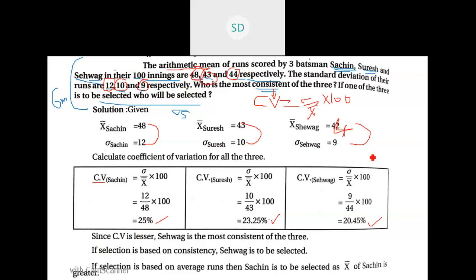Now, once we calculated the CV, we have to give the conclusion. Especially in such problems, conclusion forms a major part because there is not much calculation and they are only asking us who is a consistent player. Now, let us see how to do the conclusion. Since CV is lesser, Sehwag is the most consistent of the three. When it comes to consistency, you have to choose a player with less CV because consistency means they will be scoring a similar number in every match.